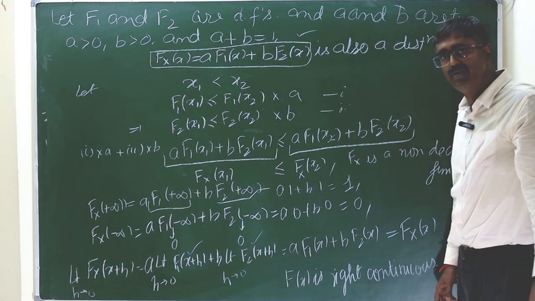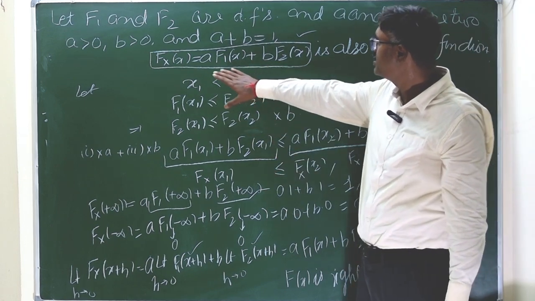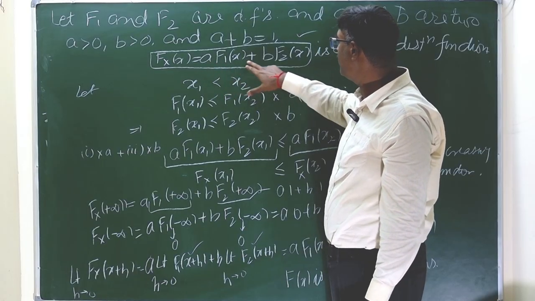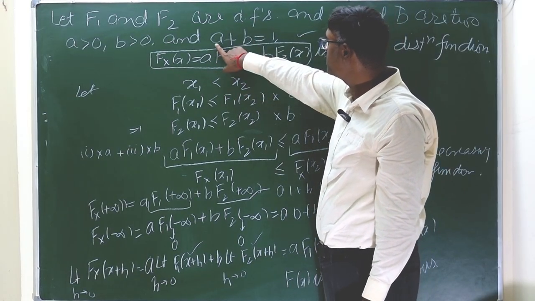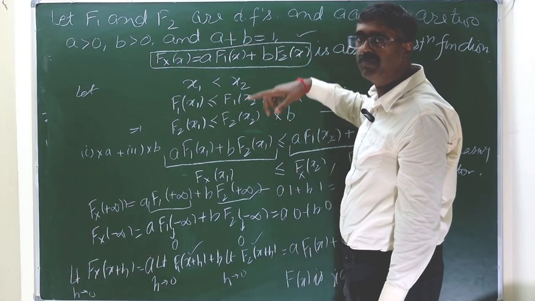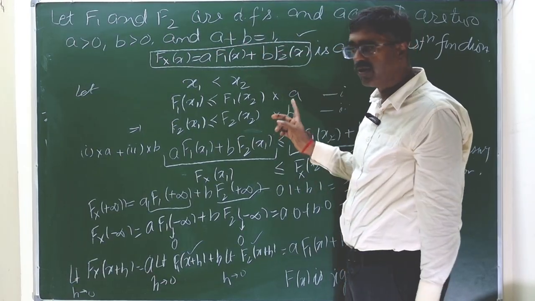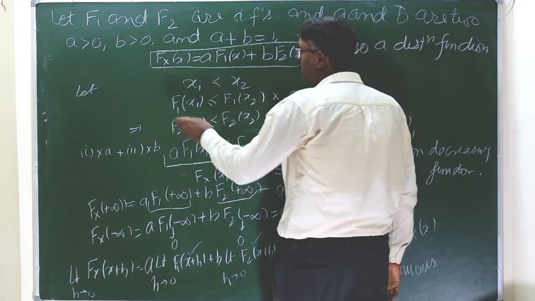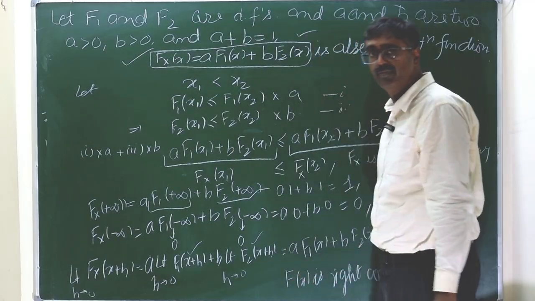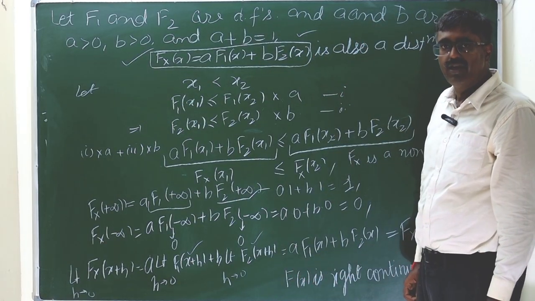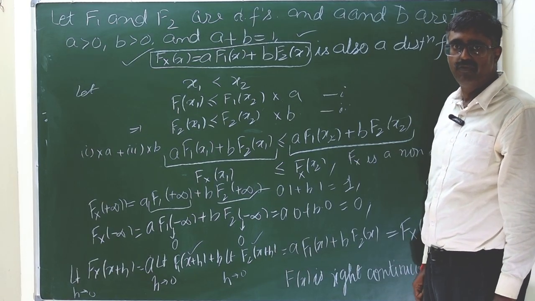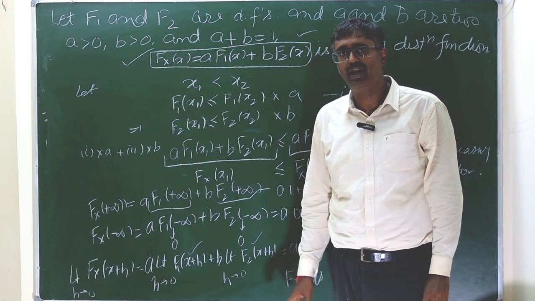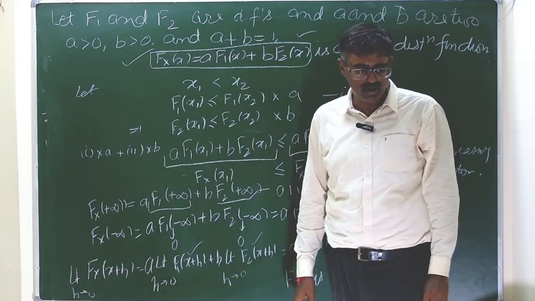So this way we establish that a function F, which is defined as a f1 of x plus b f2 of x, subject to the condition that a and b are positive and the sum of a and b is 1, is again a distribution function. So this way we will construct two more examples, which will be functions of a distribution function, and those will again turn out to be distribution functions.